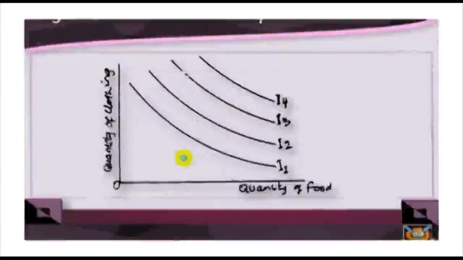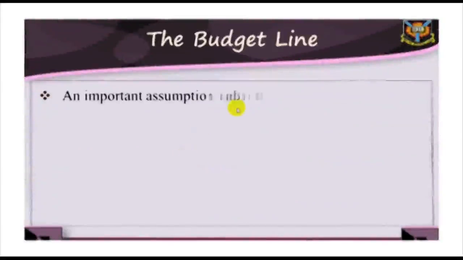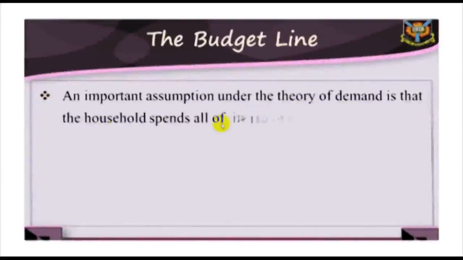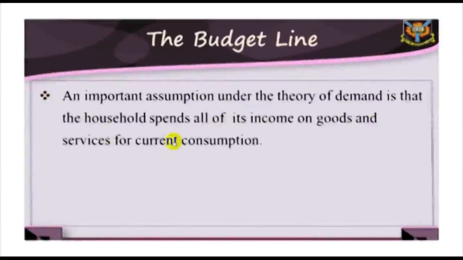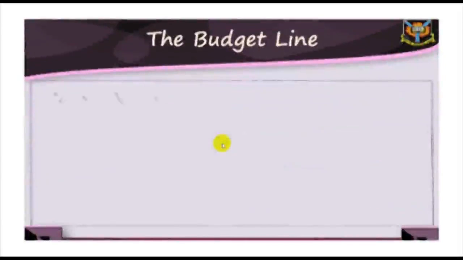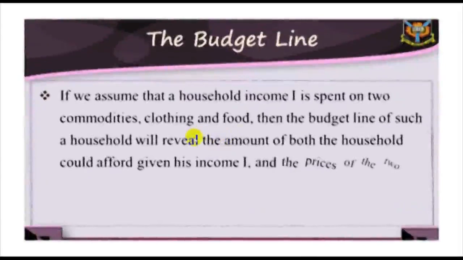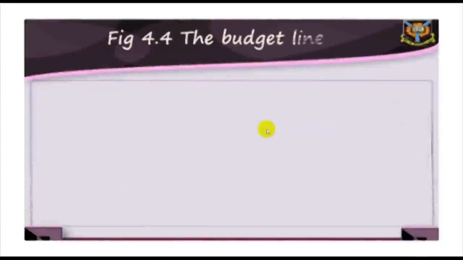An important assumption under the theory of demand is that the household spends all of its income on goods and services for current consumption. It neither spends more than its income nor saves any of it. For instance, we assume that the household income I is spent on two commodities, clothing and food. Then the budget line of such a household will reveal the amount of clothing and food the household could afford given its income and the prices of the two commodities.